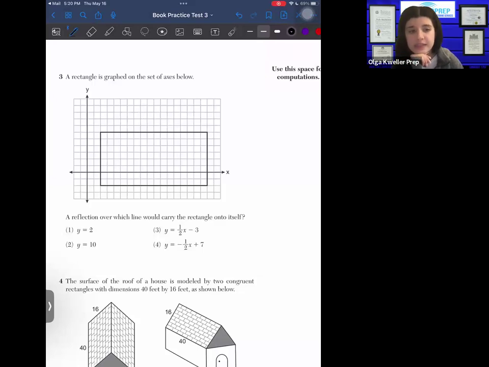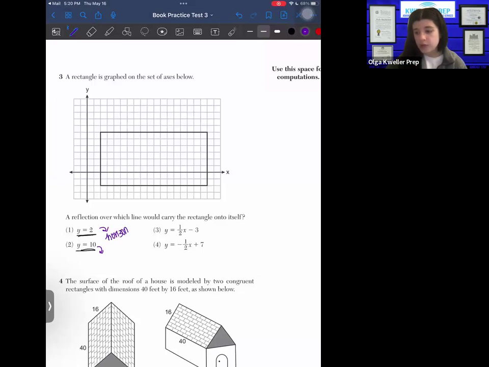All right, guys, how are we tackling this one? Who can tell me what this line looks like? Y equals 2 or y equals 10? How would you describe these lines? Either one of these. Flat line, correct. Is it horizontal or vertical? Horizontal, excellent. So both of these are horizontal lines.